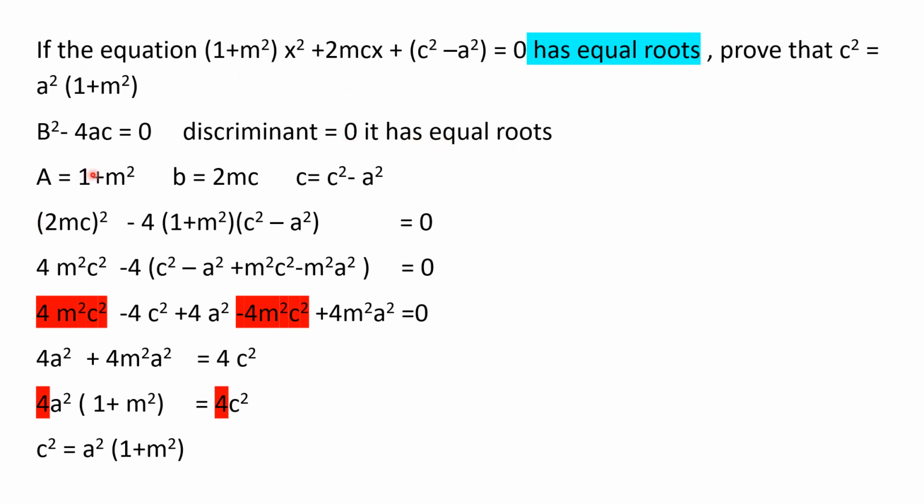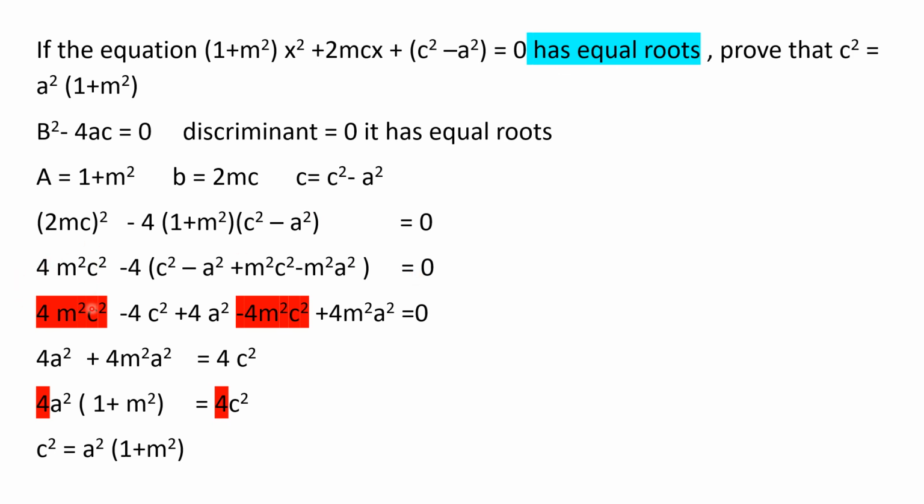That means b square minus 4ac equal to 0. What is b here? b is 2mc, a is 1 plus m square, c is c square minus a square. You apply this: b square, 2mc the whole square, minus 4 into a, which is 1 plus m square, into c, which is c square minus a square, equal to 0. Multiply: 2 2s are 4m square c square minus 4 into multiply c square minus a square plus m square c square minus m square a square equal to 0.